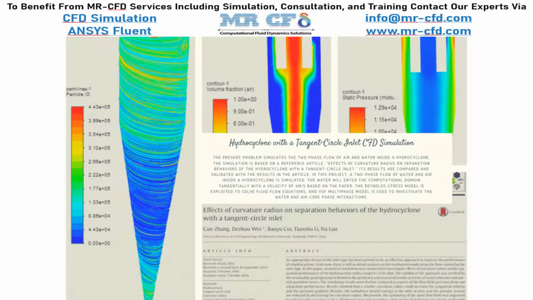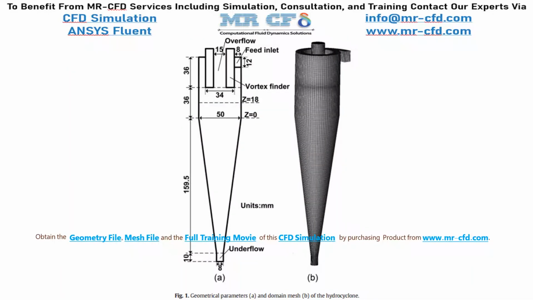In this project, we will numerically validate the data obtained by the paper named Effects of Curvature Radius on Separation Behaviors of the Hydrocyclone with a Tangent Circle Inlet. As you can see in this slide, we have extracted the figure 1 of the paper, which shows the parameters and domain mesh of the hydrocyclone.